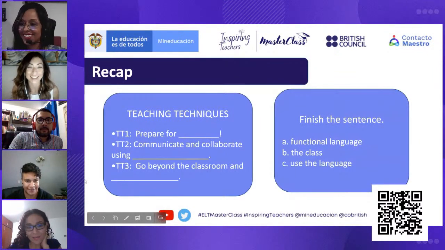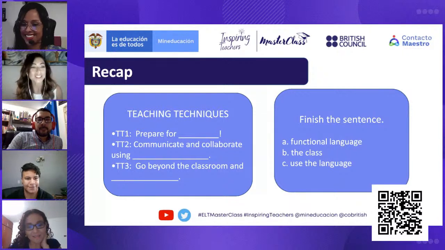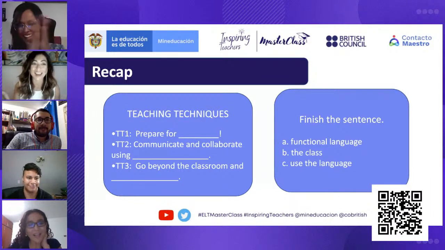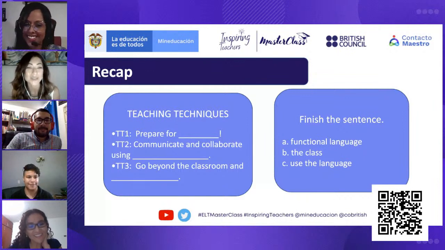Prepare for the class. Yes, very good. Prepare for the class. That was our first teaching technique. Teaching technique number 2: communicate and collaborate using functional language. Functional language, very good. And the last one, teaching technique number 3: go beyond the classroom and use the language. Use the language itself. Thank you very much.